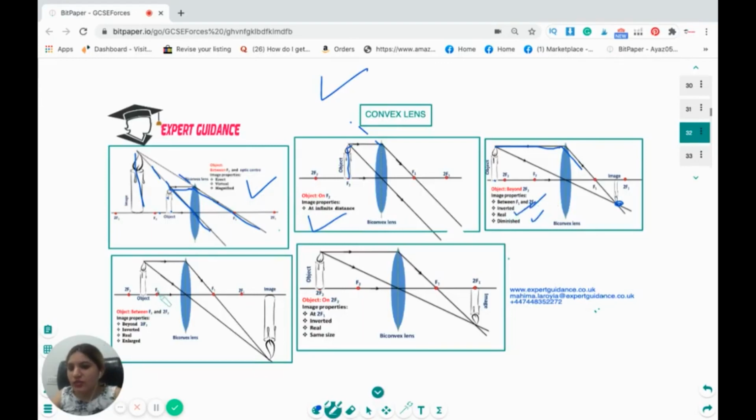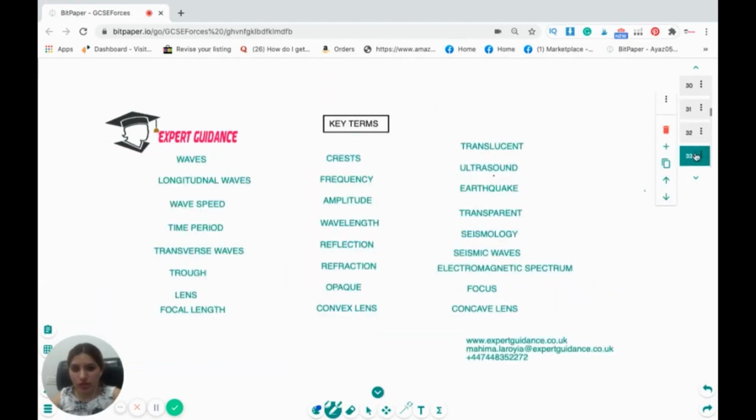If you put an object between F and 2F, then you will get an image beyond 2F, which will be inverted, real, and enlarged. And if you put an object just at 2F, you will get an inverted image, real, the same size, at the 2F. So you should know how to make these ray diagrams and how to write these characteristics of the image.